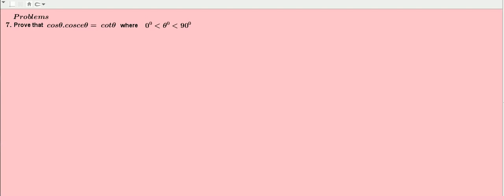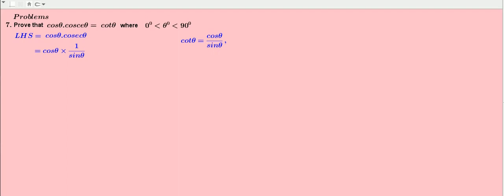Take LHS. LHS equal to cos theta into cosecant theta. Observe RHS. On RHS, we have cot theta. Cot theta can be expressed in terms of cos theta and sin theta as cot theta is equal to cos theta by sin theta. So we have to get cos theta by sin theta by using this expression. Let us try.